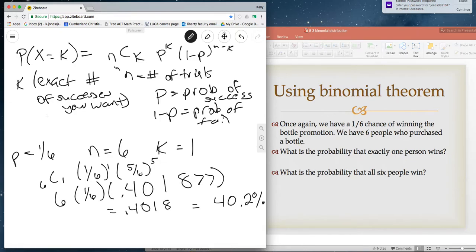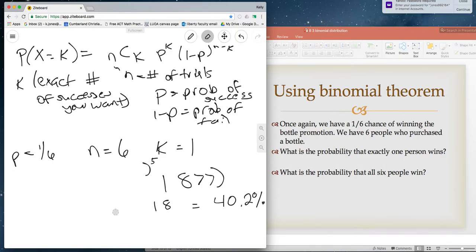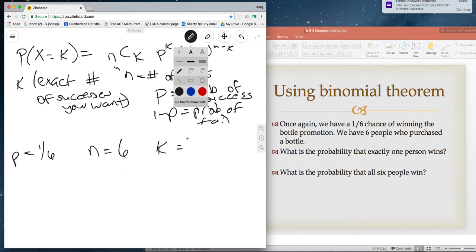All right, so that is the first problem. And now it asks, what is the probability that all 6 people win, I'm guessing is how I should say it. So that means my probability and my N doesn't change, but my K does. Now instead of just one person winning, I'm asking what's the chance of all of us winning? Now, hopefully you think intuitively that that's probably not a very big chance. So let's see what we get.